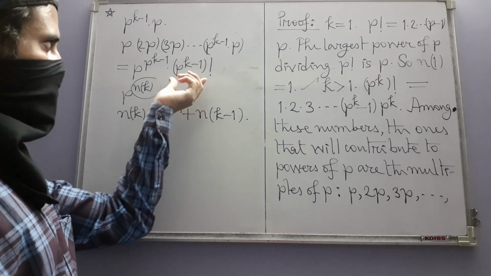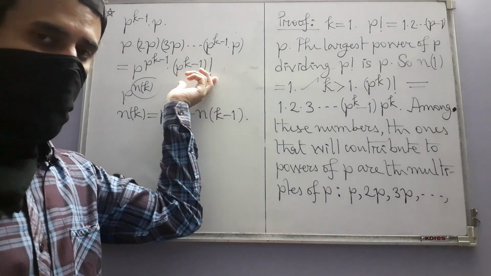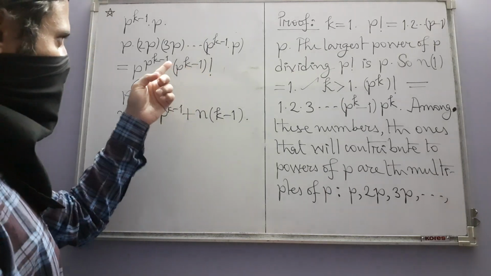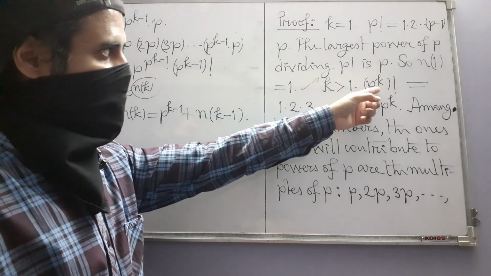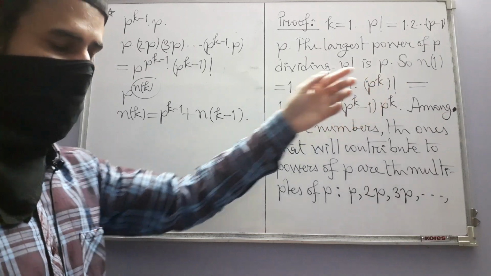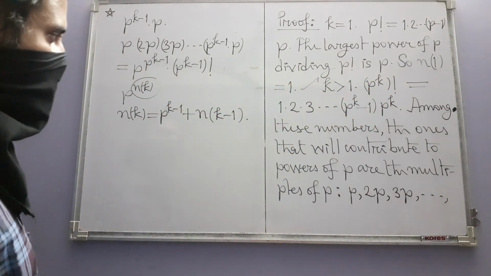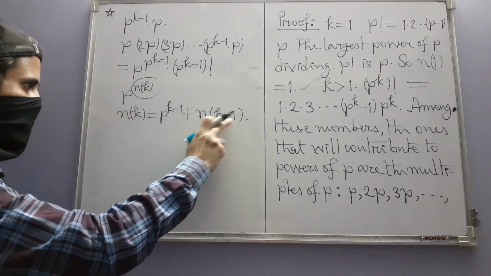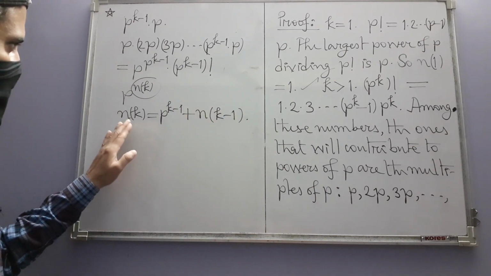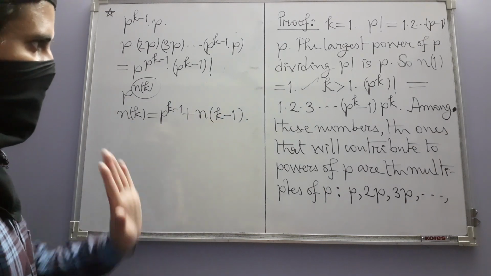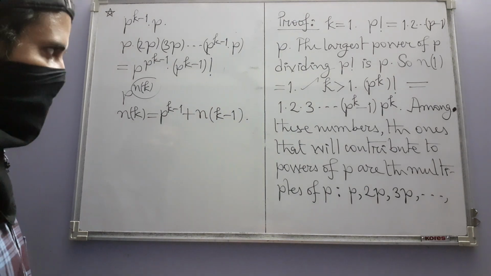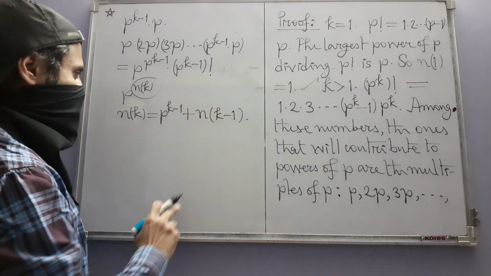It's because this is again a factorial of a power of p, but where the exponent is the previous, lower one. So that is why it is nk minus 1. It's crucial to understand why this is true. You can see why this is true.